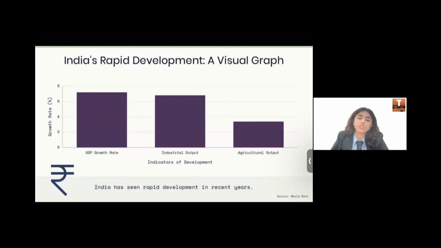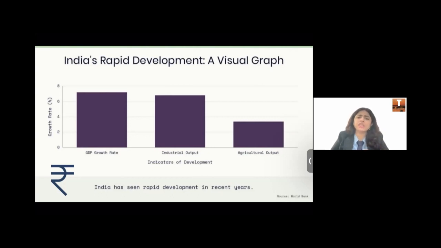Then information technology and innovation. India's information technology sector has played a pivotal role in its rapid development. The country has become a global hub for IT services, software development, and digital innovation. Indian companies have excelled in areas such as software development, artificial intelligence, e-commerce, and fintech, contributing to economic growth and job creation. Fourth would be demographic advantage.